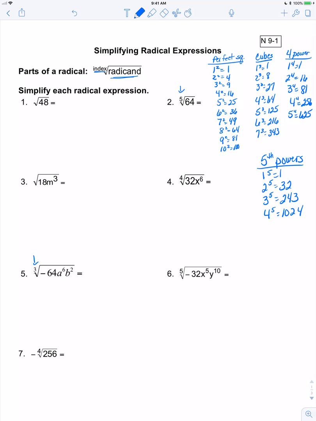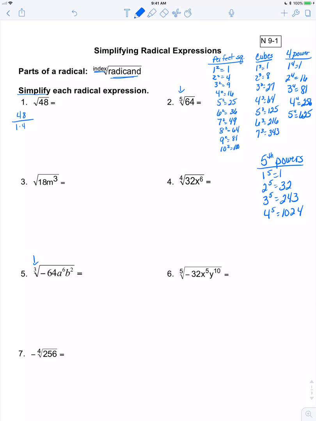All right, so let's go work a few of these. So we have the square root of 48, and what we're told to do here is to simplify these. So we want to see, is there a perfect root inside here under the radical sign that we can take out? Well, 48 is not a perfect square. It's not in our list over here, but let's think about the factors of 48 and see if we can find one of the factors that has a perfect square in it.